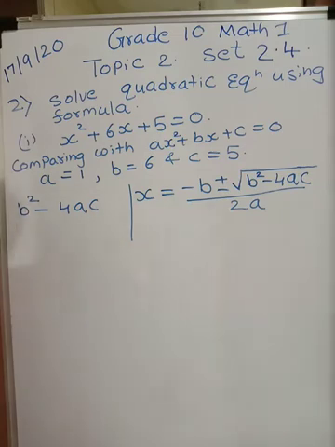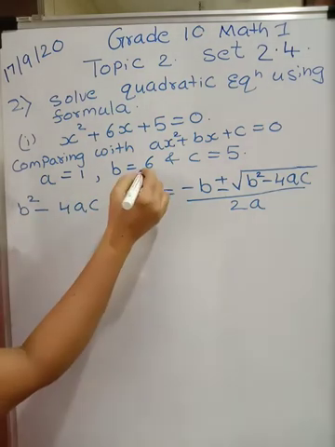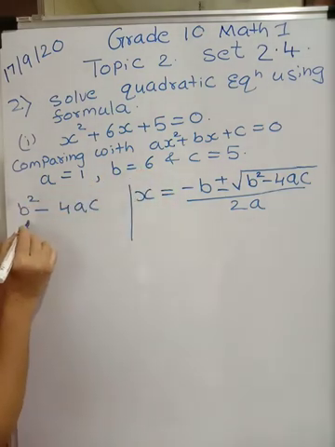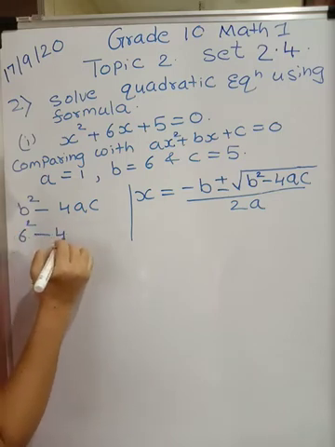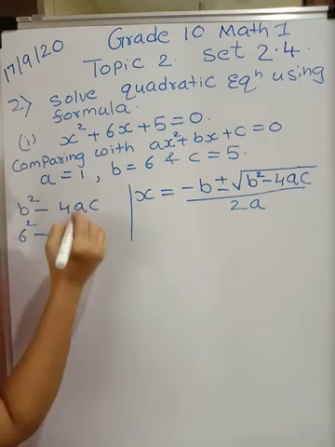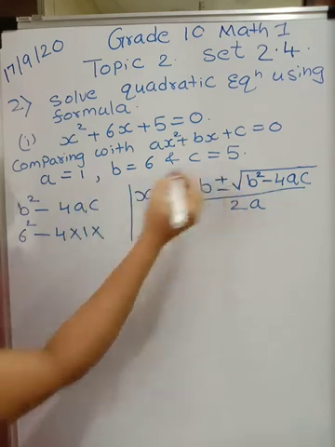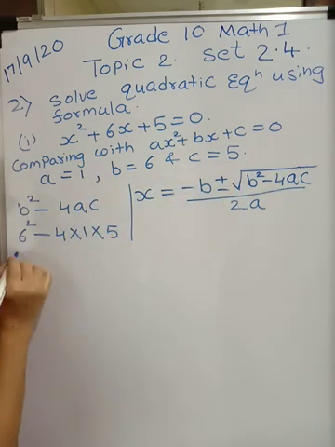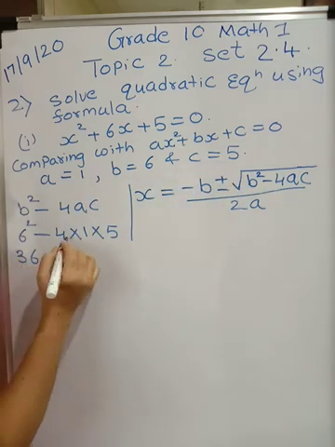Now what is my b square minus 4ac? What is my b? b is 6. So it will be 6 square minus 4, as it is, into what is my a? 1, into what is my c? c is 5. 6 square is 36, minus 4 fives are 20.